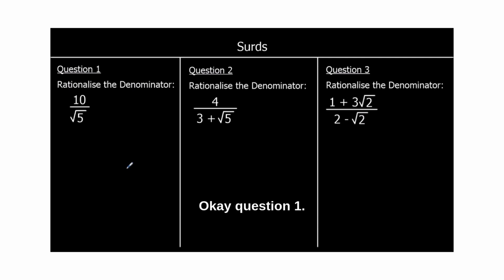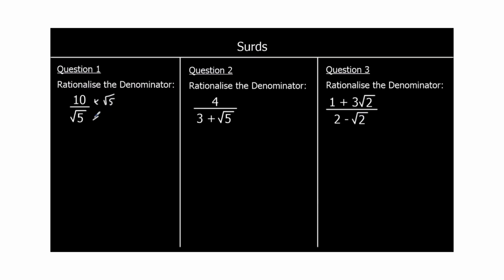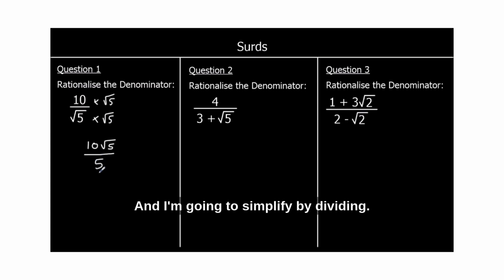Okay, question 1. So 10 over root 5. We're going to multiply top and bottom by root 5. So the top now, we've got 10 times root 5, which is 10 root 5. And the bottom, root 5 times root 5 is 5. So 10 root 5 over 5. And I'm going to simplify by dividing the top by 5. And that's going to give me 2 root 5s.